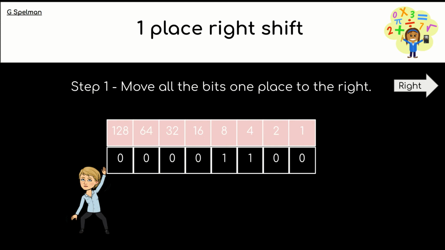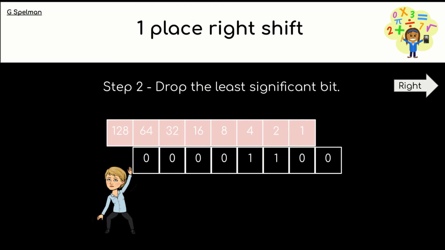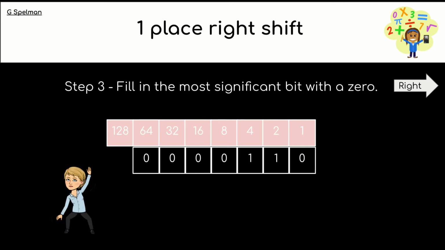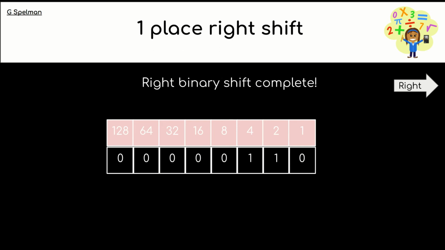I'm going to apply a one place right shift to this byte. Step 1, move all the bits one place to the right. Okay, let's do that. And that's done. Step 2, drop the least significant bit. And that's done now. Finally, step 3, fill in the most significant bit with a 0. If you notice, there's just a gap there now. So I've done that. And that is our binary shift complete.